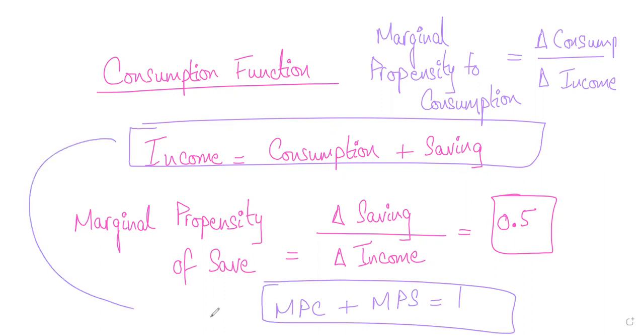So think about this. This should make sense. It's quite intuitive. If there are only two possibilities of how you can spend your income, either you can consume it, buying goods and services that you need, or you can save it. There's nothing else you can do with your money.